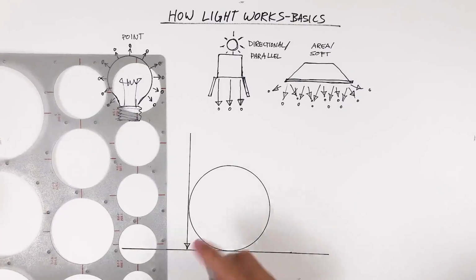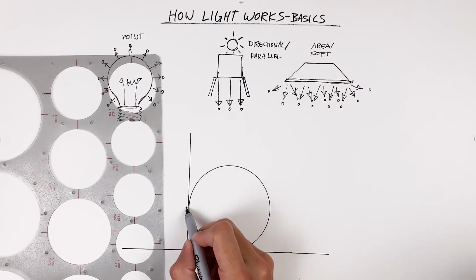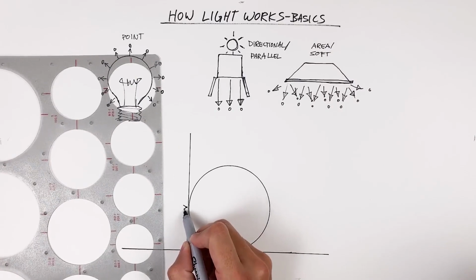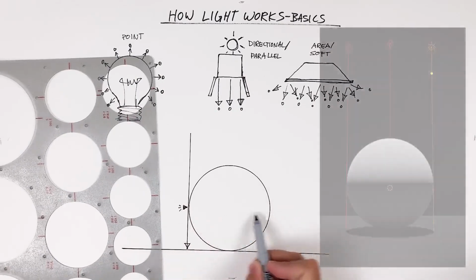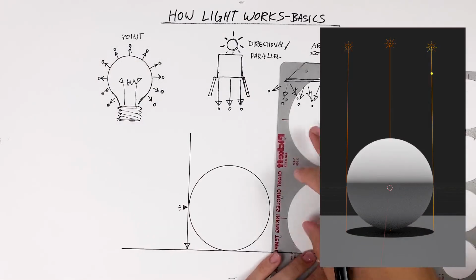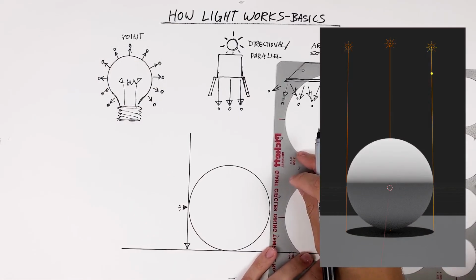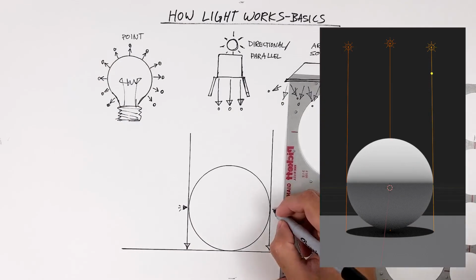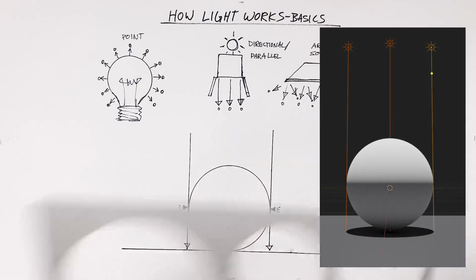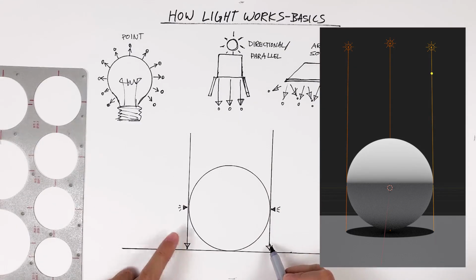And that point of tangency is going to be right in the middle of the sphere. Let's get another one on this side. And the other point of tangency, boom, there. So let's say that these are photons.